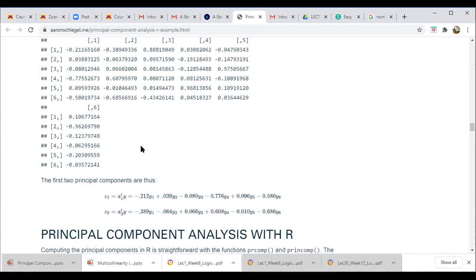I have a question. Go ahead. So these y1 up to y6, are those the standardized variables or the original variables? The y1 up to y6 are not standardized variables. They are the original variables. Okay. So, did you get it now? Yep. Okay, so the z1 and the z2 are the new set of variables that we are going to call principal components.